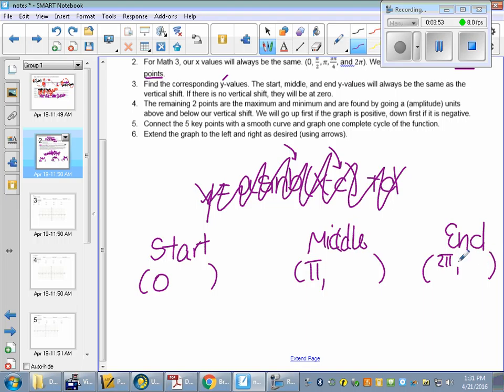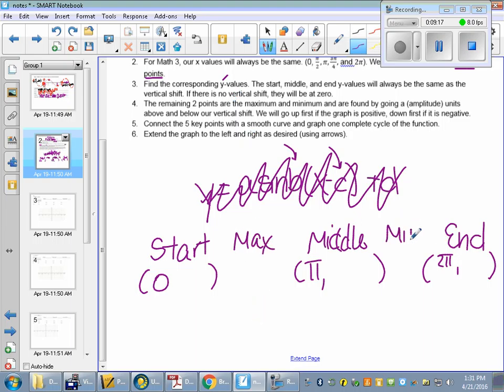And they'll always be the same as our vertical shift. So if our graph has shifted up 1, these will all be positive 1. If our graph has shifted down 3, these will all be negative 3. If our graph has not moved, if the midline is still at the x-axis, then these y values will be 0.